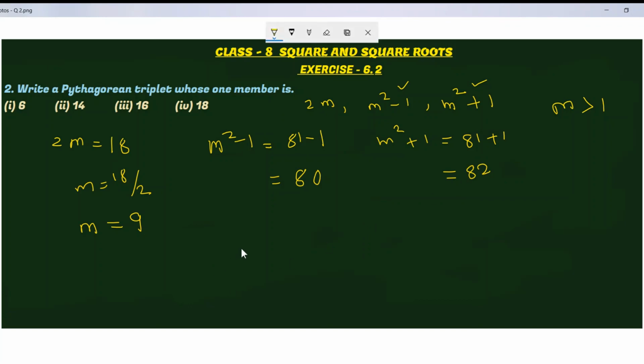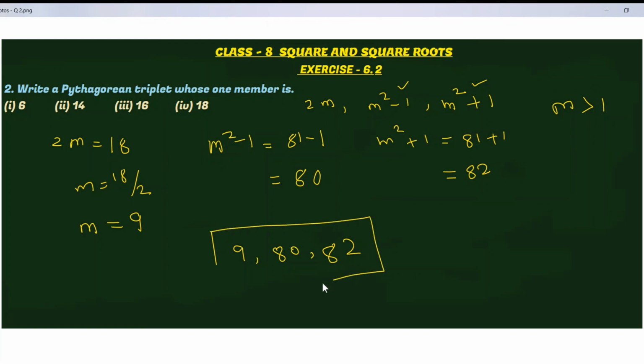So the Pythagorean triplets are 18, 80, 82. These are the Pythagorean triplet if you take 2m is 18. In this way you can do the third part yourself.